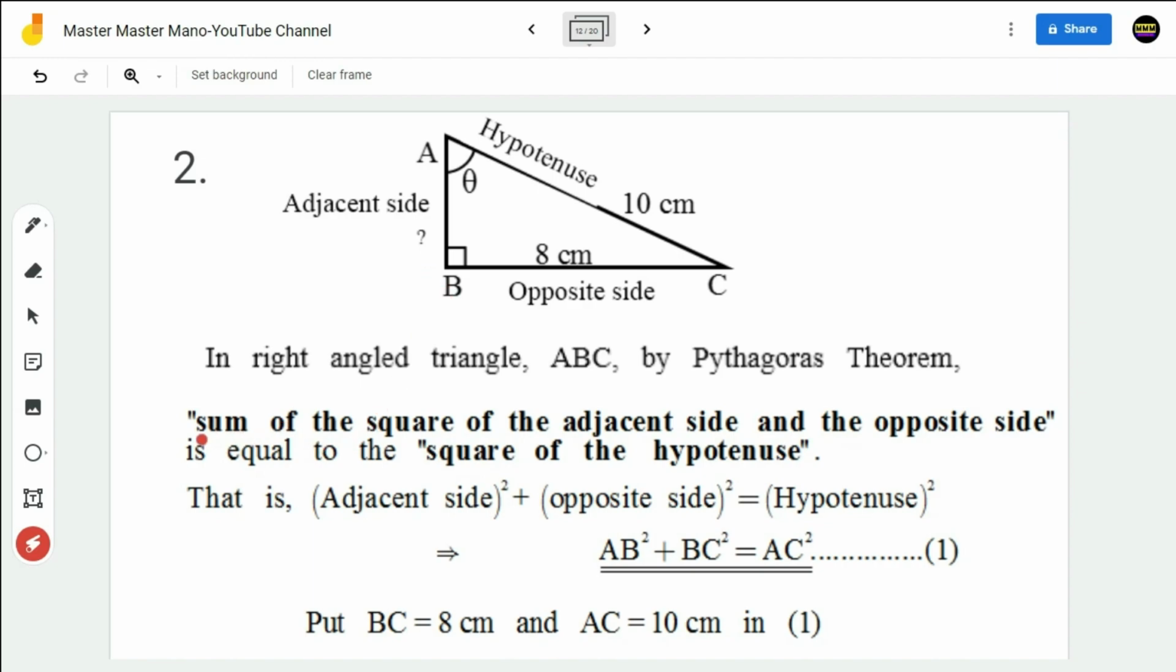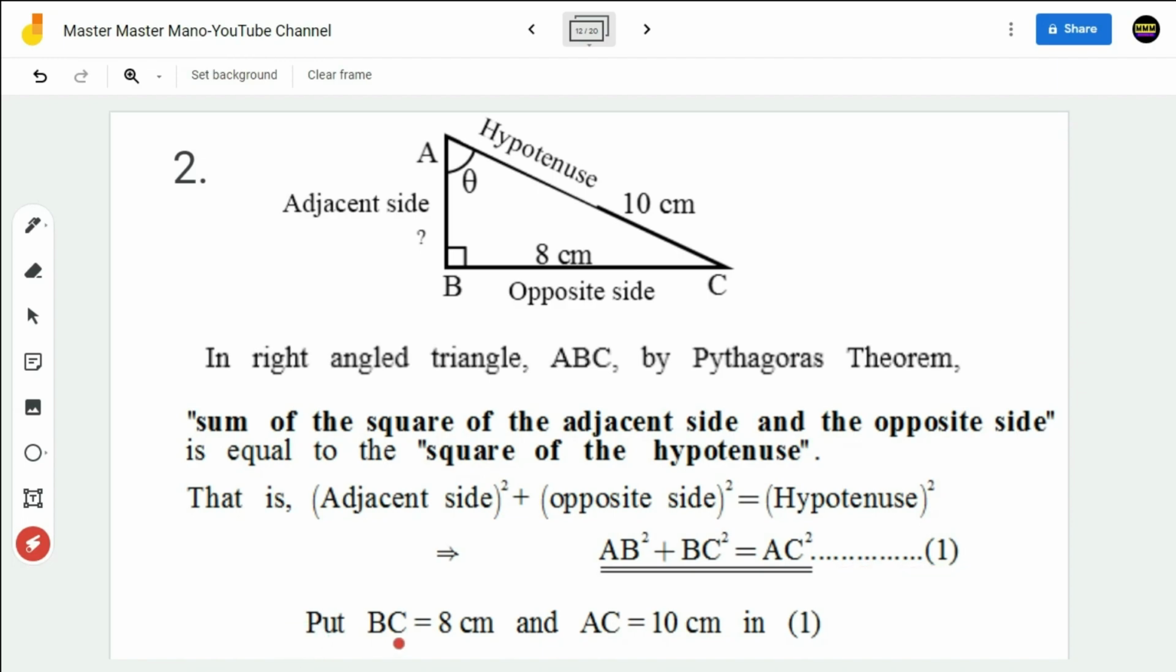Pythagoras theorem states that the sum of the squares of the adjacent side and the opposite side is equal to the square of the hypotenuse, that is adjacent side square plus opposite side square equals hypotenuse square. This adjacent side square can be written as AB square plus this opposite side square can be written as BC square equal to this hypotenuse square, which can be written as AC square, that is AB square plus BC square equals AC square, and it is named as equation 1.